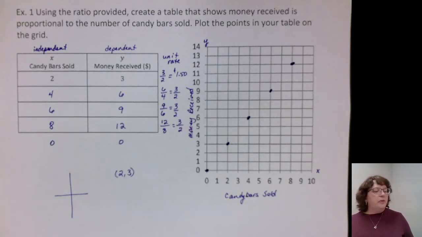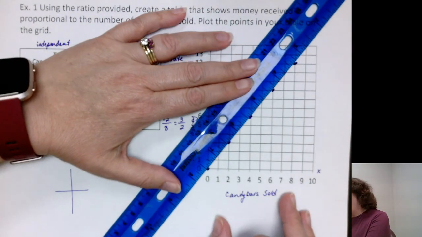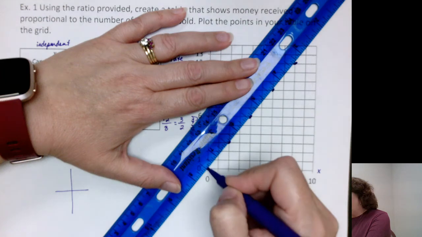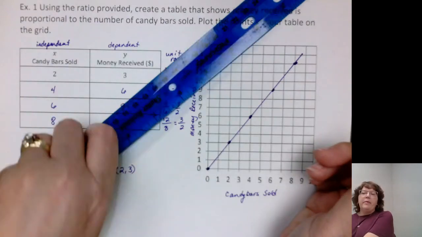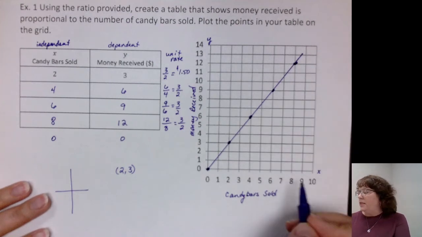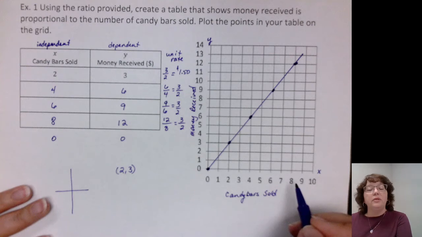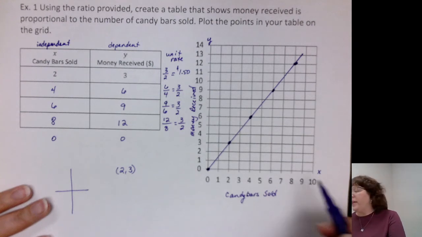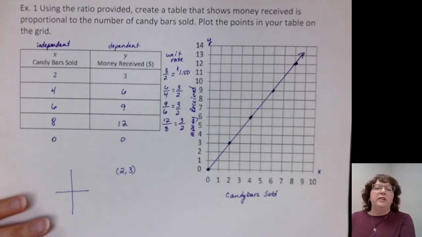Okay, so now's the time to pull out that straight edge or your ruler if you have one, and we're going to connect those dots. Oops, I went a little bit past it, but is that okay that I went a little bit past this one? Is it possible that Isaiah could have sold more than 8 candy bars? Yeah, he could have, right? Even if there's only 8 in one box, maybe he went and got another box and sold those too. So we can do this little thing and say that that can continue beyond the edge of our graph.